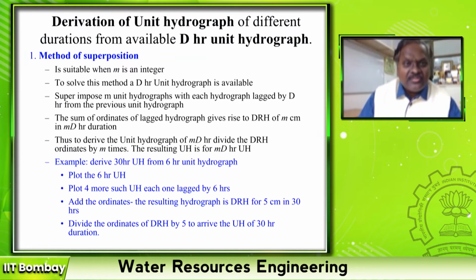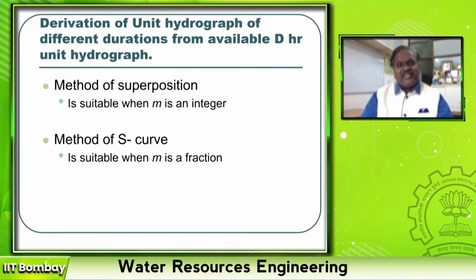There are two methods, right? The first method is the method of superposition, and the second method is called the S-curve technique. The method of superposition is applicable only when M, which you are using, is a multiple of D, an integer. For example, I have a 6-hour unit hydrograph. Now I want a 12-hour unit hydrograph.